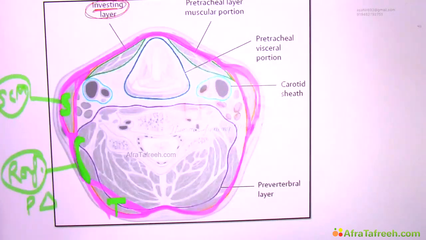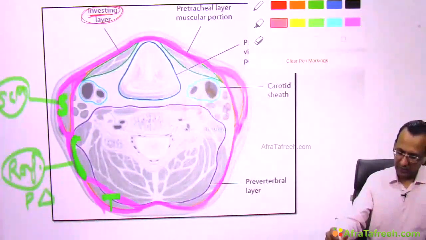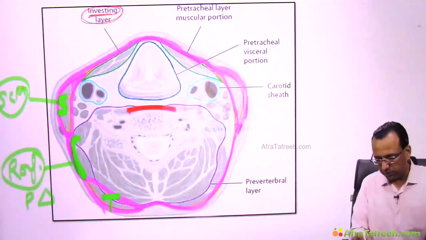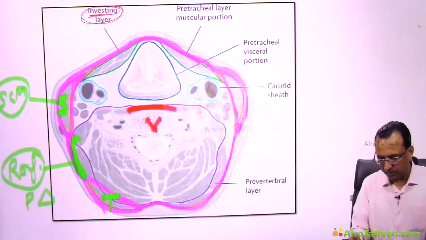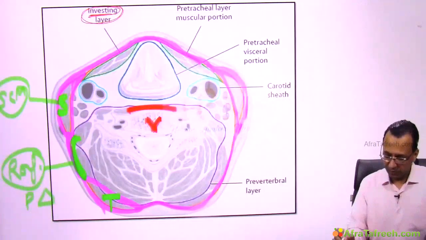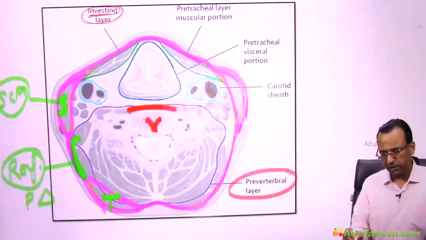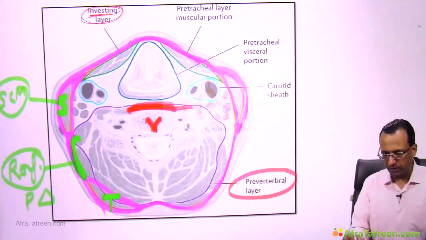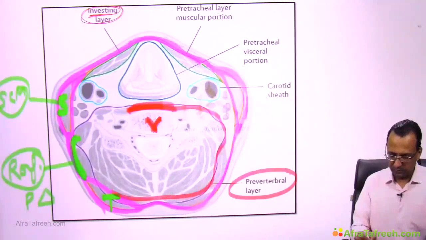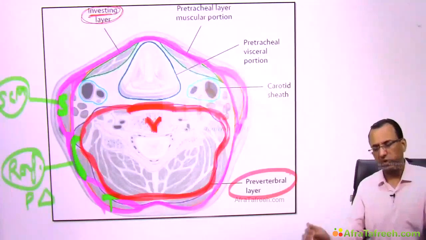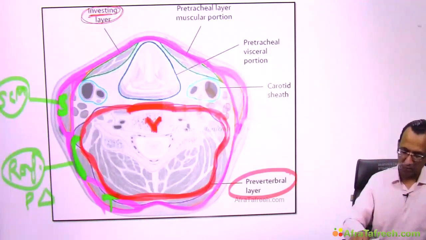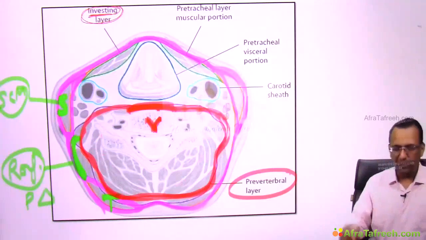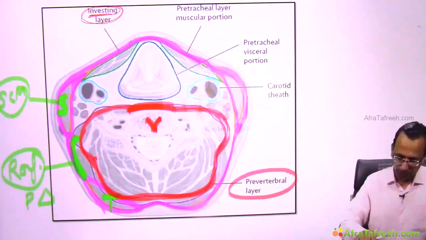What about the floor? The floor is a fascia which is in front of the vertebra. So this is the vertebra here, and in front of the vertebra is prevertebral fascia. This prevertebral fascia is not only in front of the vertebra but also around the paravertebral muscles, enclosing them. It is called so because it is in front of the vertebra, and it forms the floor of the posterior triangle.